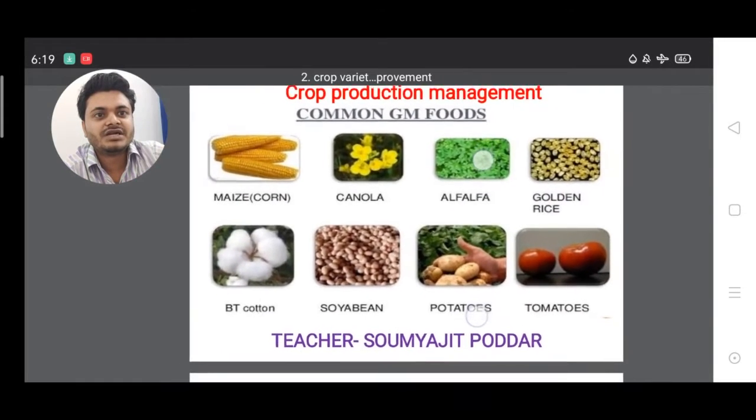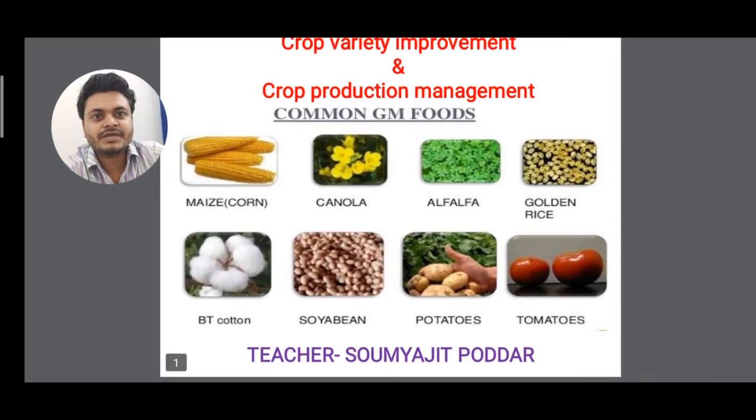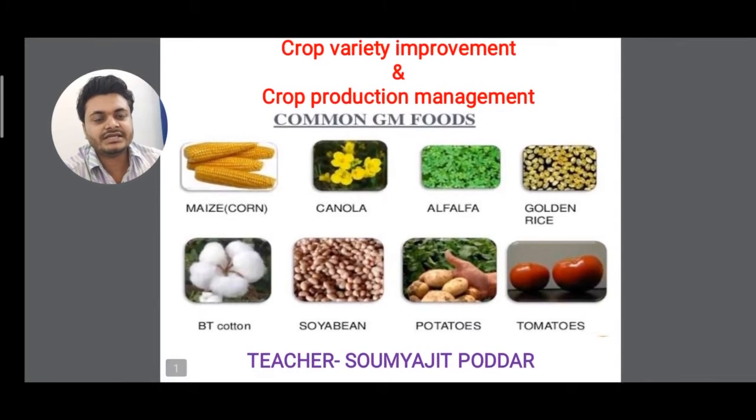We'll see what are the different foods that are being produced genetically. Clear? We are enhancing the quality of food. You can see the first slide, a very interesting slide I have made, and it is very colorful so that the studies become interesting. The topic is crop variety improvement and crop production management.